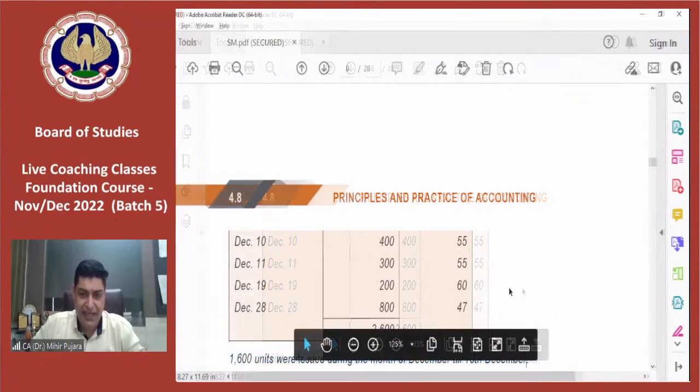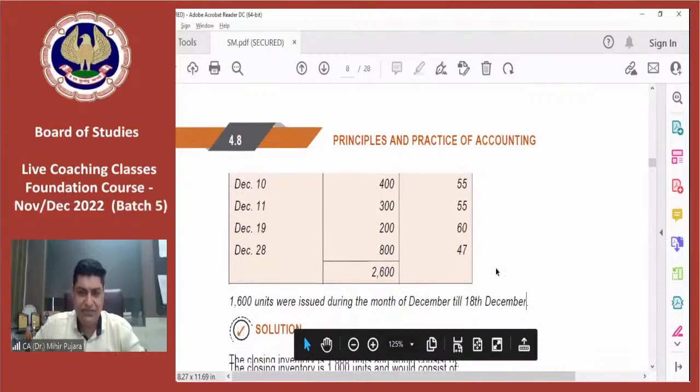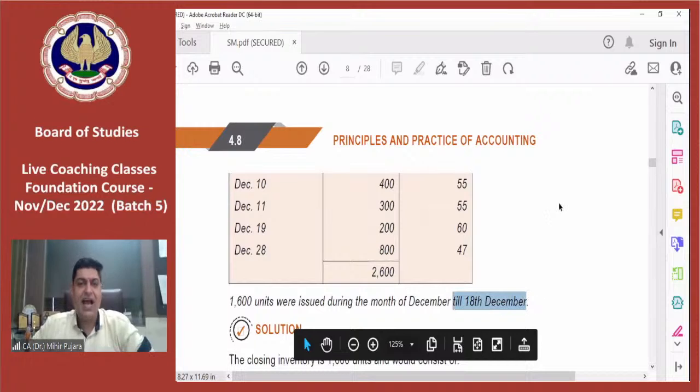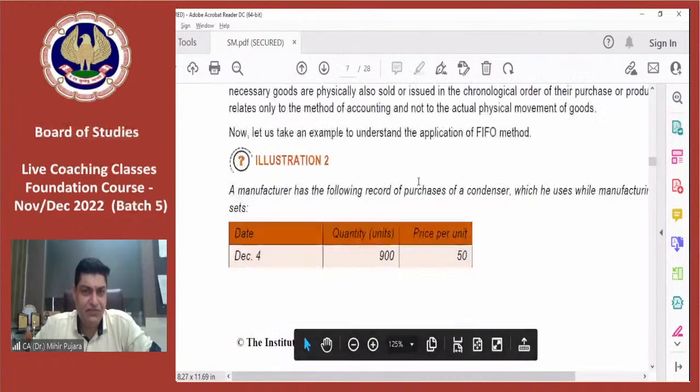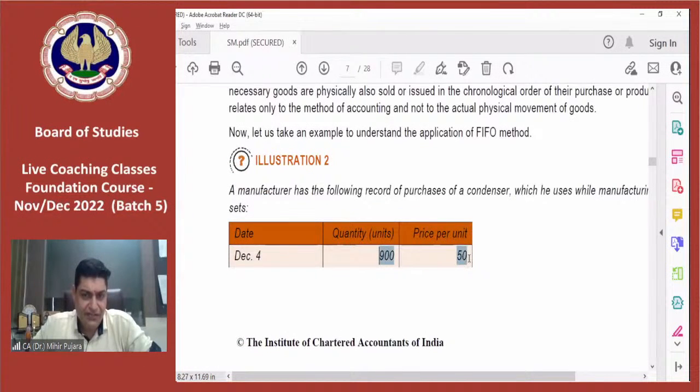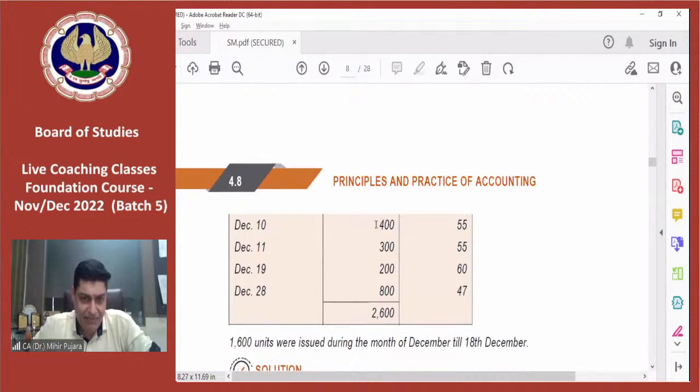So if till 18th I want to issue 1600 units, then I will start with the first purchase. First I will issue this 900 because the FIFO method is used here. Then I will issue this 400 and then this 300. So 900 plus 400 plus 300, total I issue 1600.